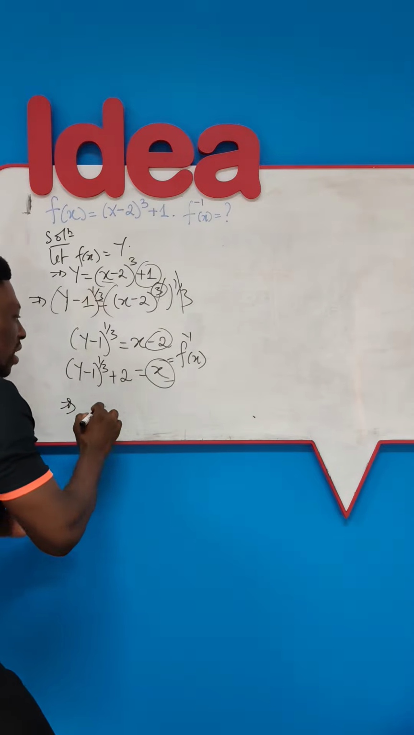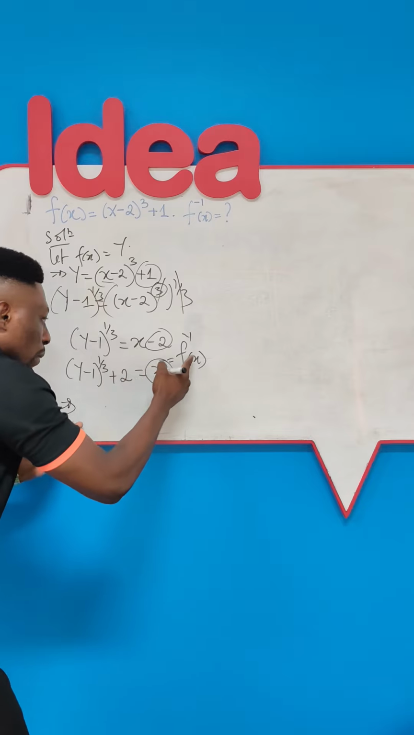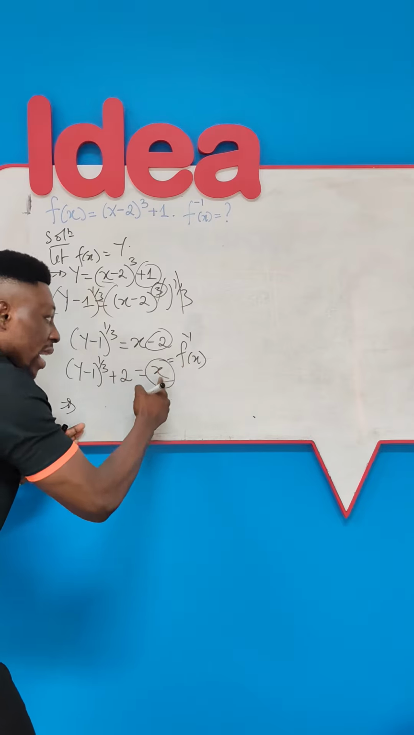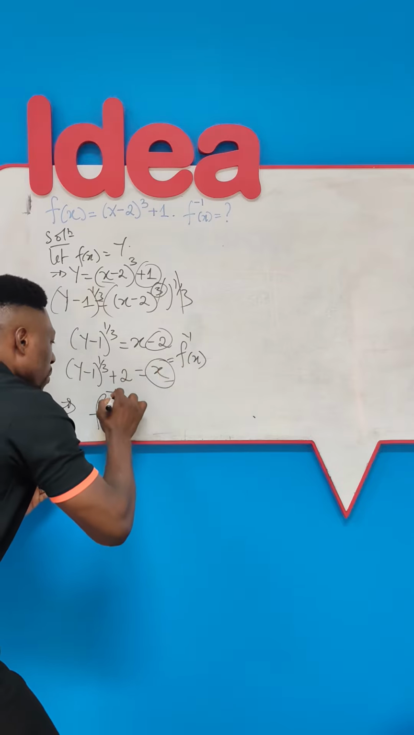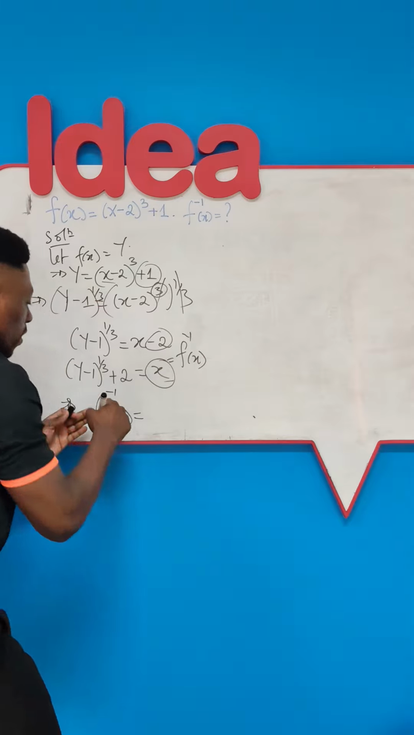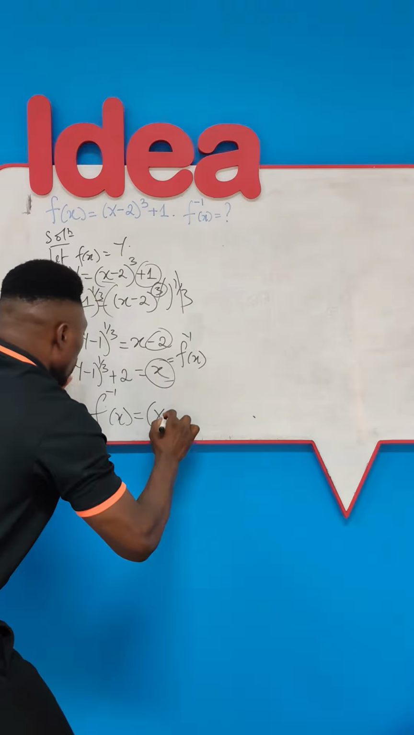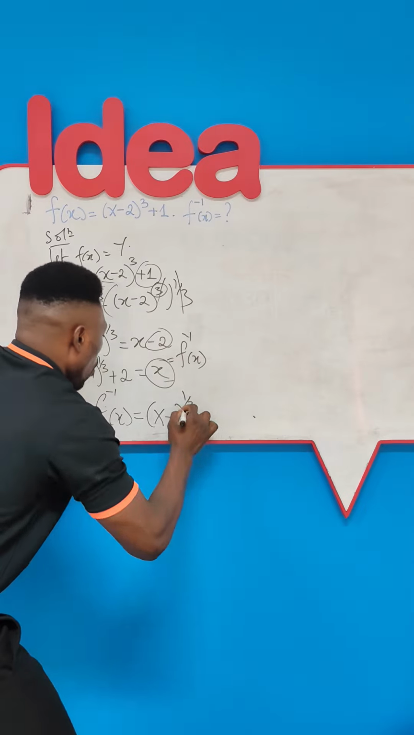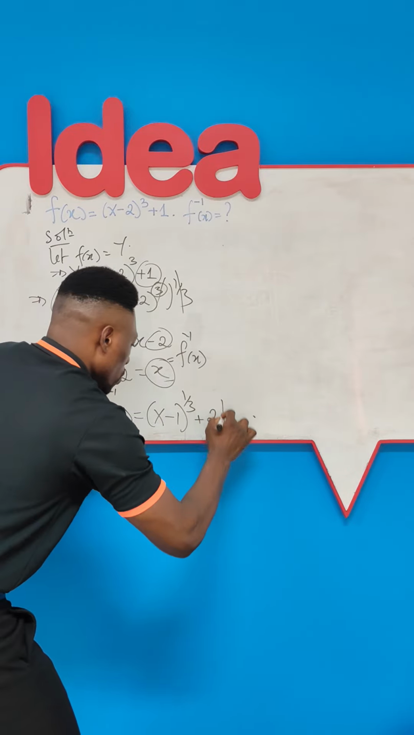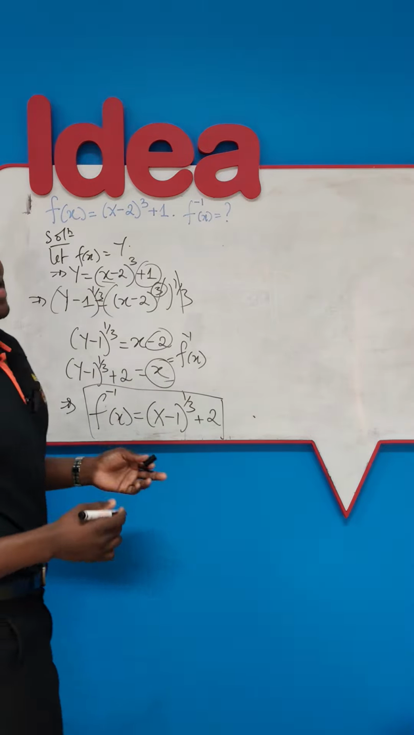So we're going to have something like f prime of x. So no longer x, but this f prime of x, or f inverse of x, equals, instead of y, we will have (x minus 1) raised to the power 1/3 plus 2. And this is the inverse.